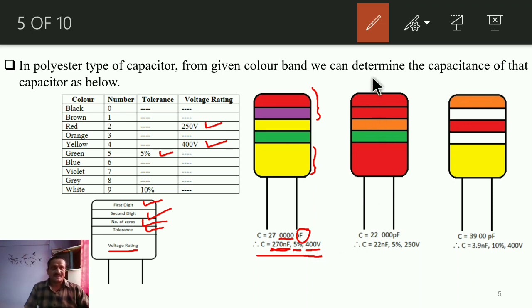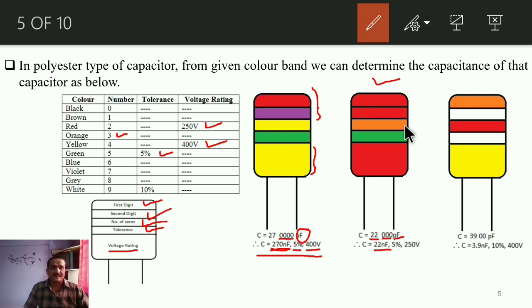The second capacitor you can also observe. The first two colors are red, that's why the numbers are written as 22. Then the third one is the number of zeros, so it is orange color, and for orange color the assigned number is 3. That's why 3 zeros are written directly, and picofarad is compulsory. Okay, so finally you will have the value of that capacitor as 22 nanofarad.